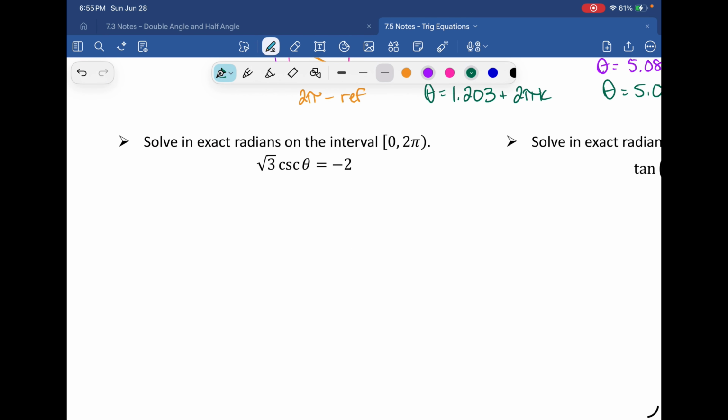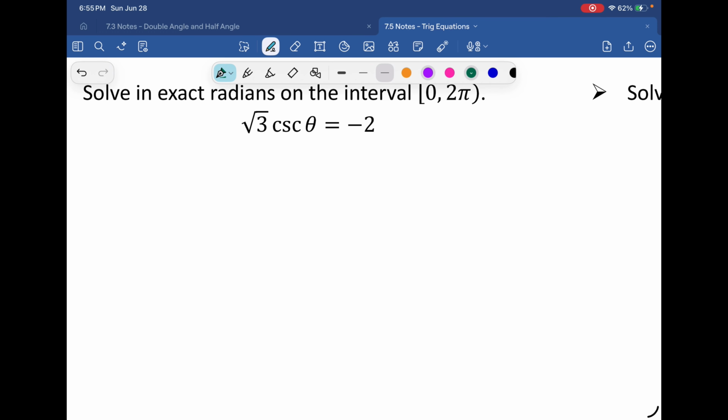Next example, solve in exact radians on the interval 0 to 2 pi. So now it's limiting my answers. I want only the solutions between 0 and 2 pi. That's just one rotation around the unit circle. Great. I'm going to solve this like a regular equation. Divide by root 3.